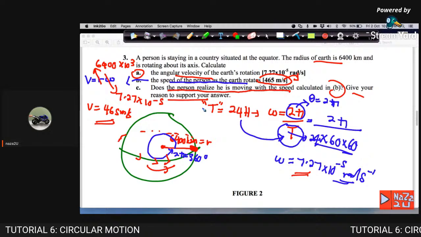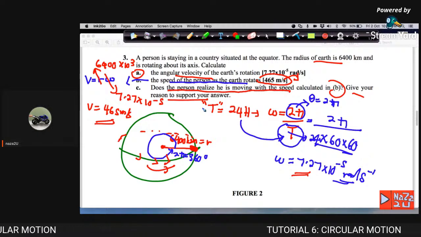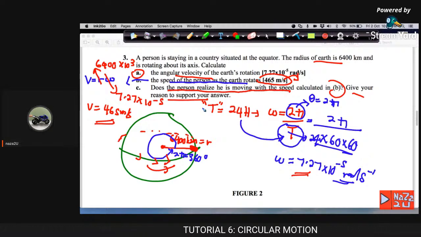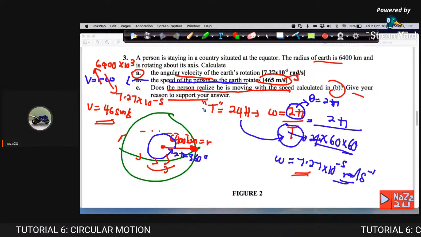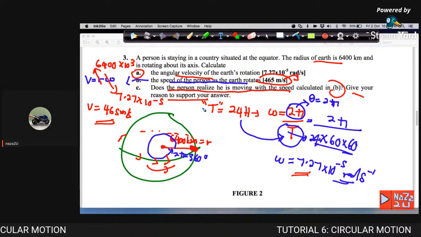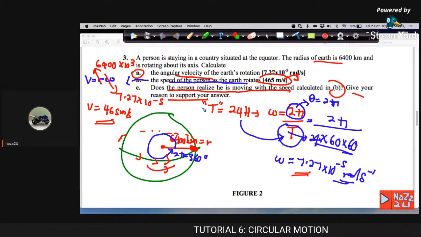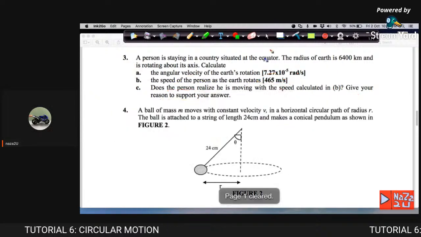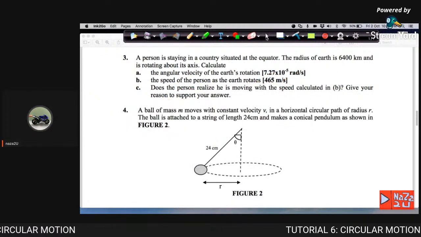So maksudnya kita tidak nampak. Tapi kalau kita contohnya kawan kamu berada di bulan, kamu berada di bumi, so kita nampaklah kamu sedang berpusing. Okay, sekarang ni kita semua berada di bumi, so kita tidak nampak benda bergerak, tapi kita tidak perasa benda tu sedang berpusing. So this is the answer for number 3C, right? Continue to the question number 4.